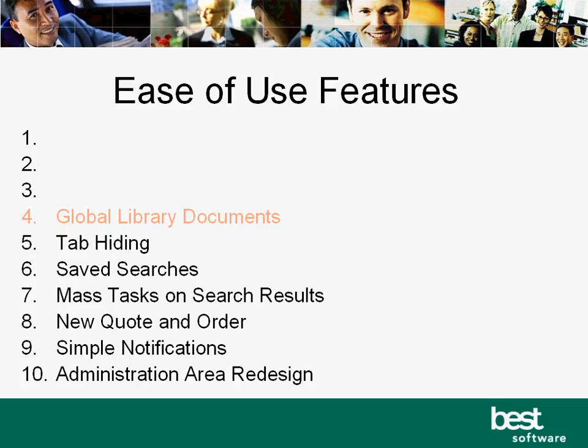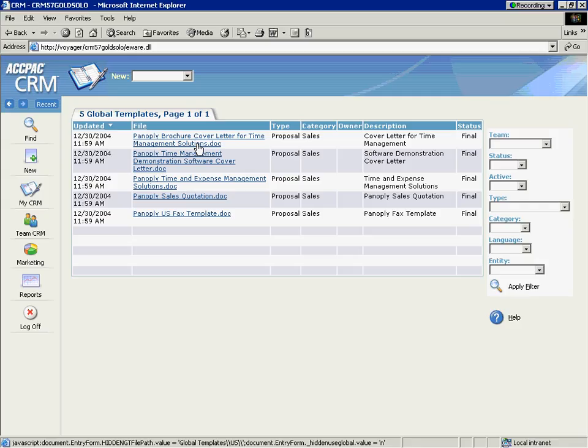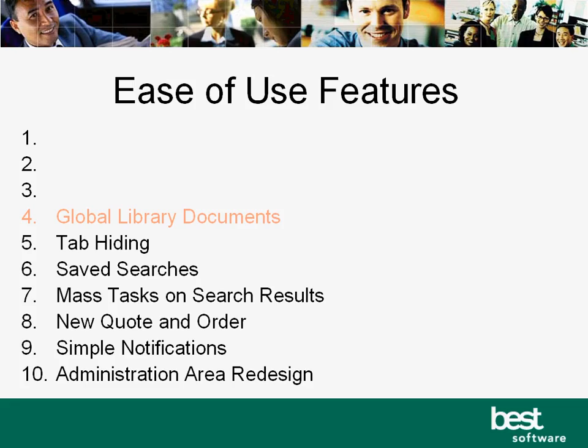Number 4 on the list of easy-to-use features in Acpac CRM version 5.7 is global library documents. Information managers and the system administrator can now make documents available to some or all users, depending on their security rights, which saves them having to separately administer documents outside of the CRM system.